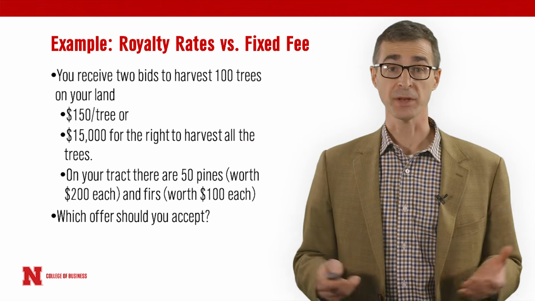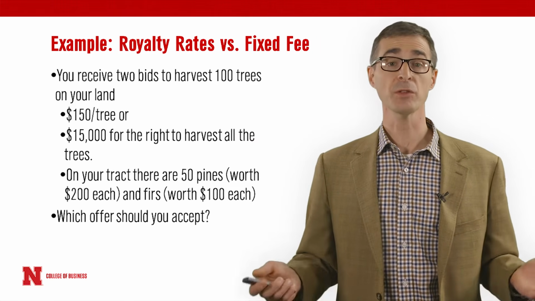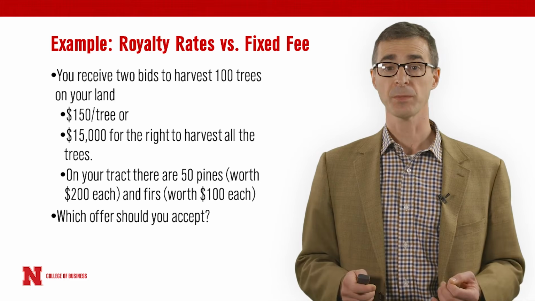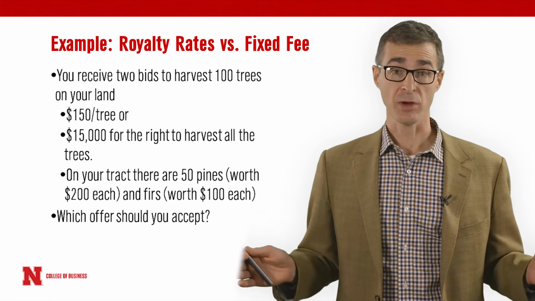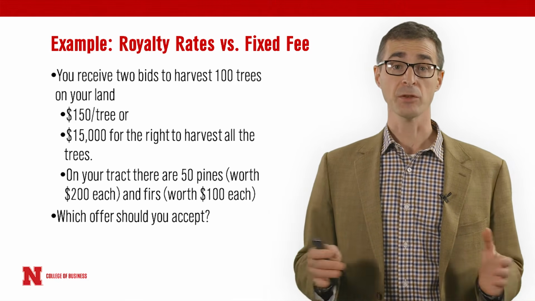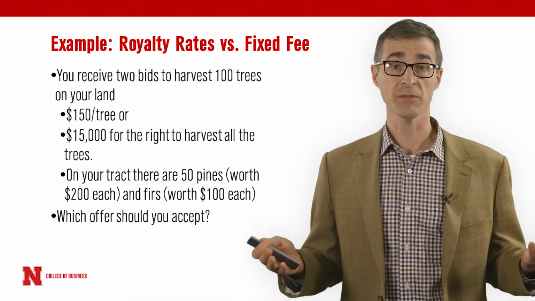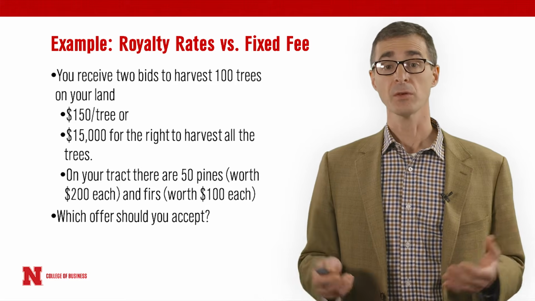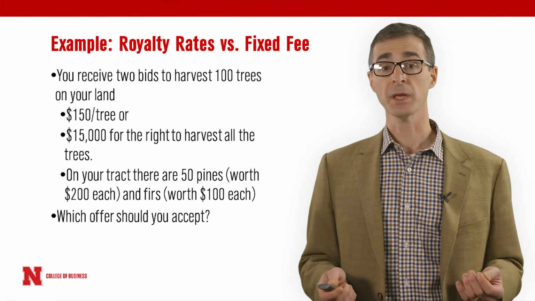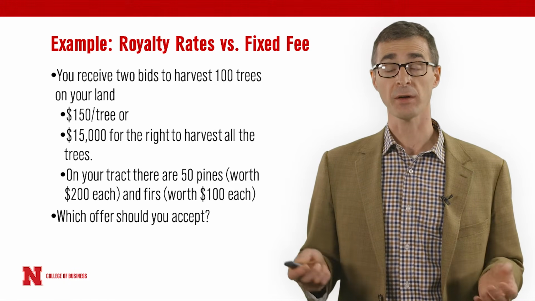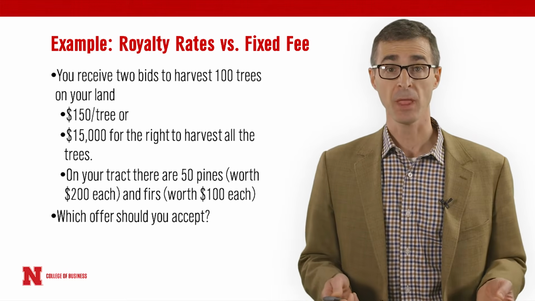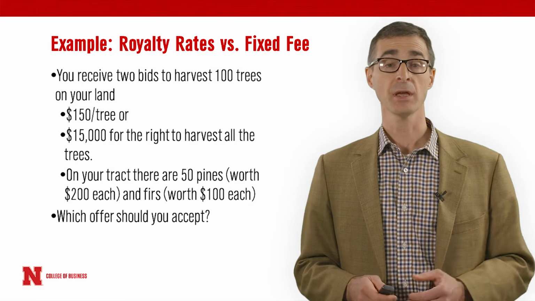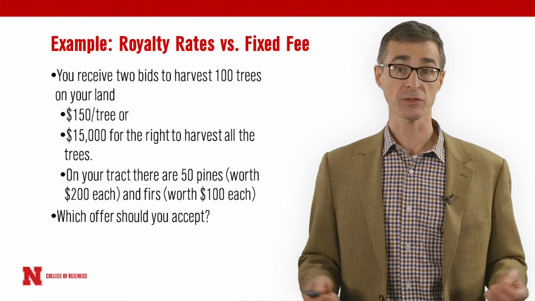Here's another example of an extent decision. Suppose that you've got a tract of land, and on this tract of land you have 100 trees. You'd like to get this tract of land cleared, and you'd like to have received the maximum amount for the trees and the timber that are being cleared. So you get two bids, and the first bid is for $150 per tree. The second bid is for a total of $15,000 flat fee, and that bid agrees to clear all of the trees.